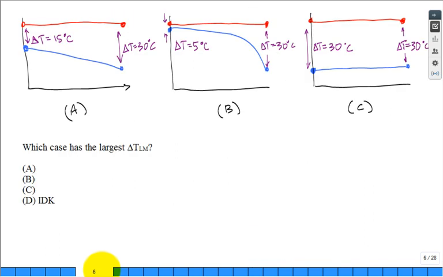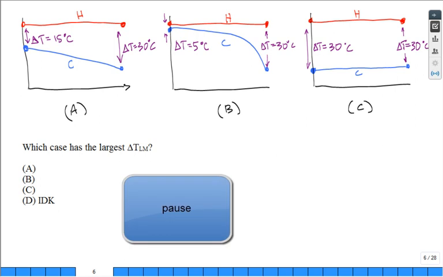All right. I take a plot. I plot the hot fluid profile through this concentric tube heat exchanger. I plot the cold fluid temperature profile through that. And then I do it for 3 cases. Here's hot, here's cold, here's hot, right? And I say, which case of these 3 has the largest log mean temperature difference? Case A, B, or C?